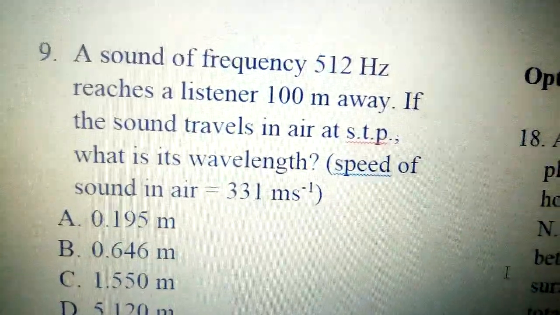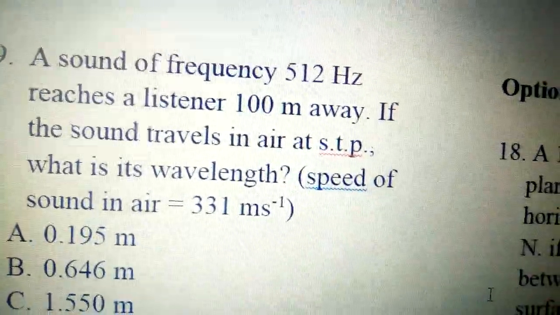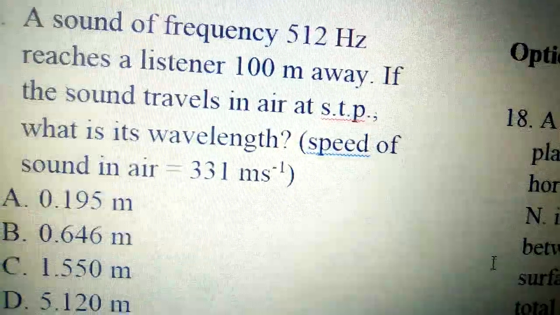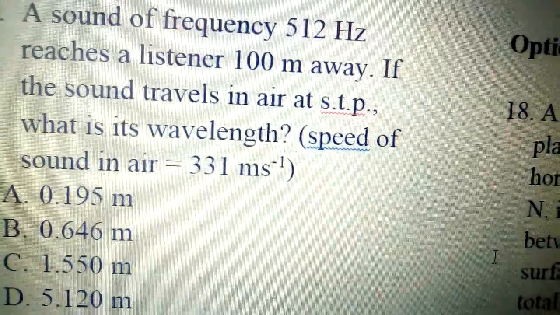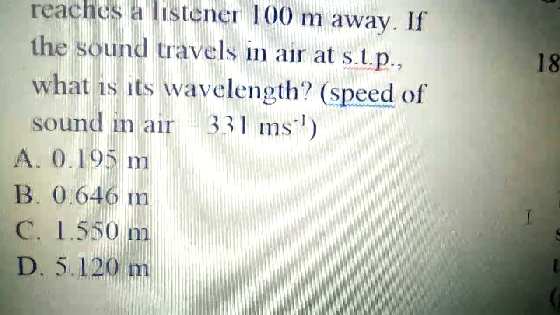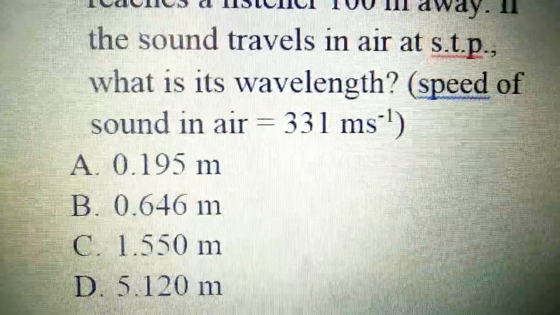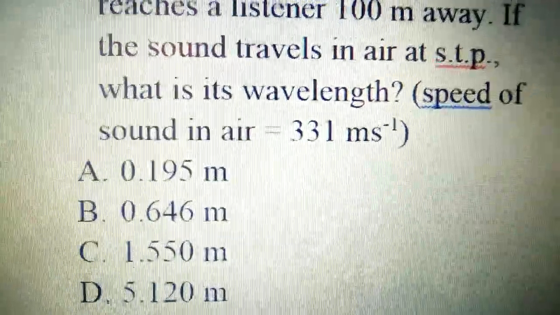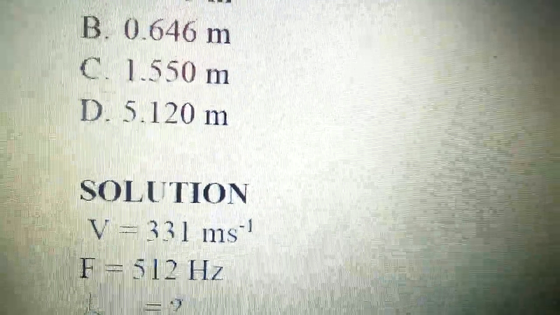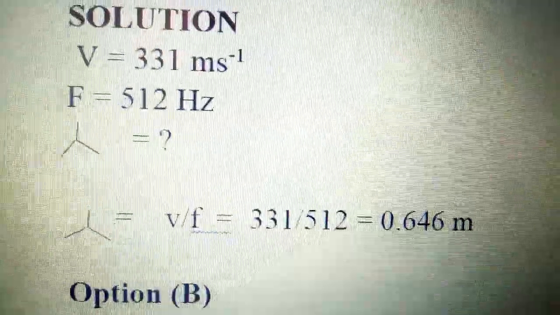Number 9 says a sound of frequency 512 Hz reaches a listener 100 meters away. If the sound travels in air at STP, what is its wavelength? In brackets, the speed of sound in air is 331 meters per second. Option A 0.195 meter, B 0.646 meter, C 1.550 meters, and D 5.120 meters. The answer to this question is option B. The solution is given below.